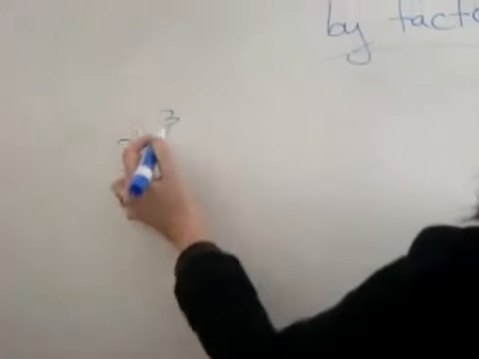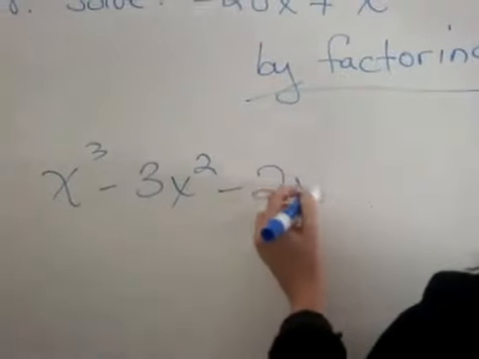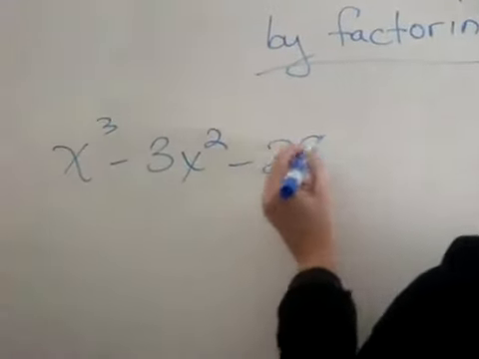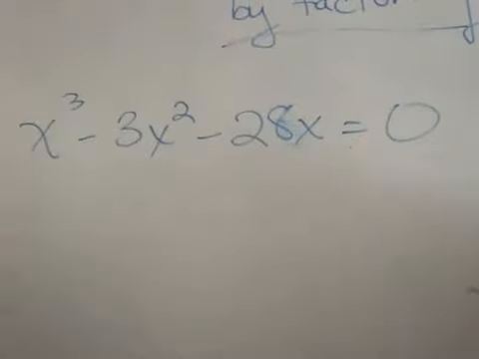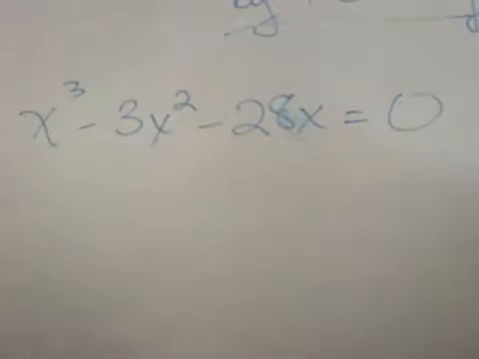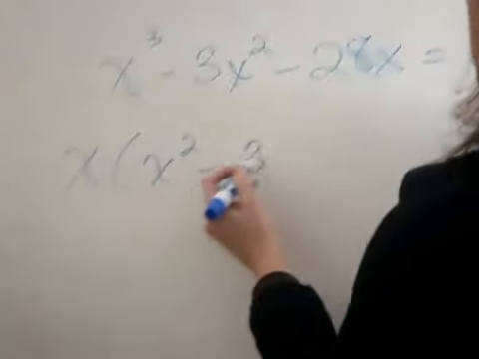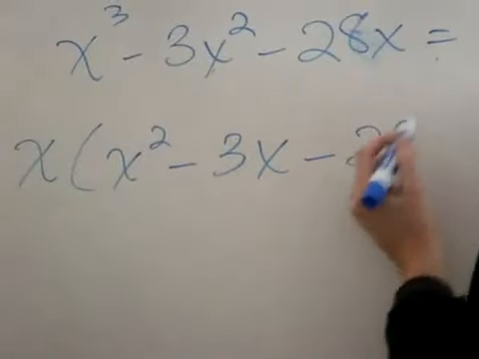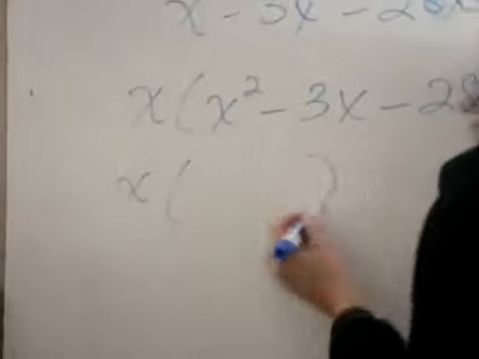So x cubed minus 3x squared minus 28x equals 0. The directions are by factoring. So I look and I say, oh, there's an x in all of these. I should take that out first. So we take that out. X squared minus 3x minus 28. Now we factor. We put the x there.